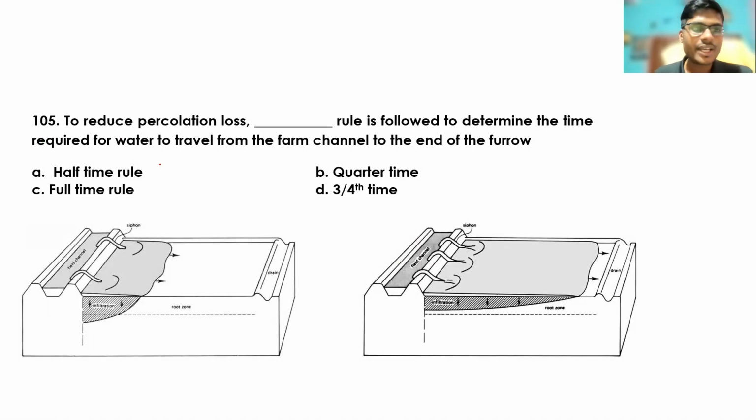Then coming to the next question, it is a very important question. To reduce percolation loss, DAS rule is generally followed to determine the time required for water to travel from the farm channel to the end of the furrow.